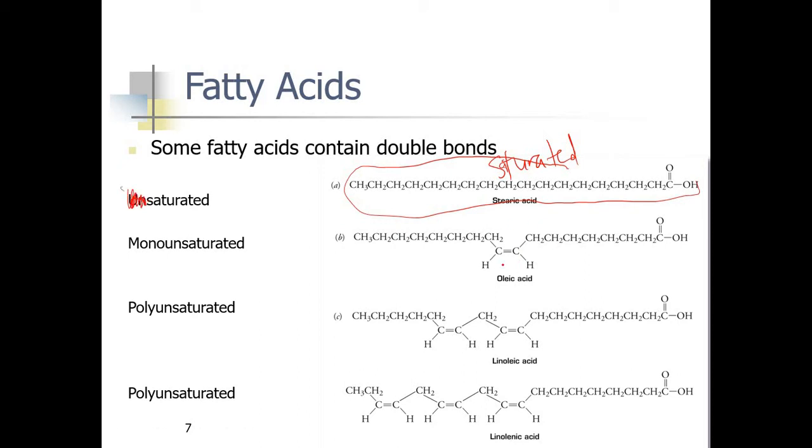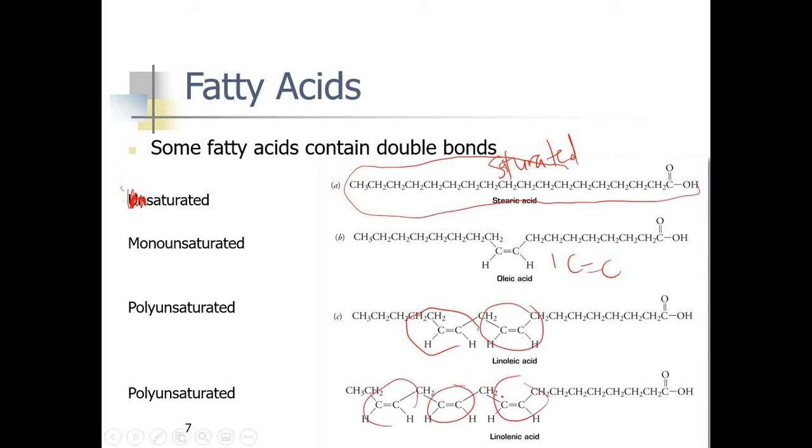Oleic acid is monounsaturated, meaning it has one carbon-carbon double bond, mono. So an unsaturated fatty acid should contain a double bond. We have polyunsaturated, meaning it has more than one double bond, like linoleic and linolenic.